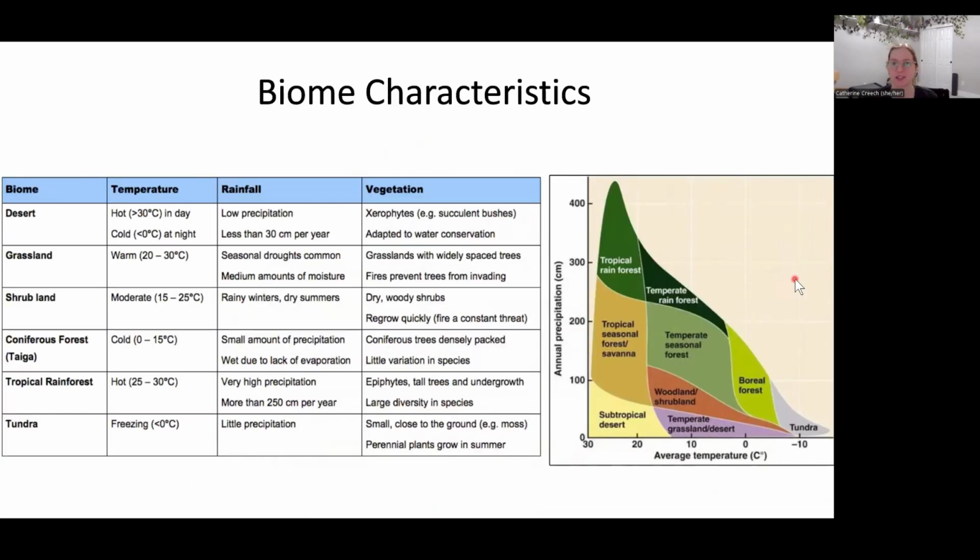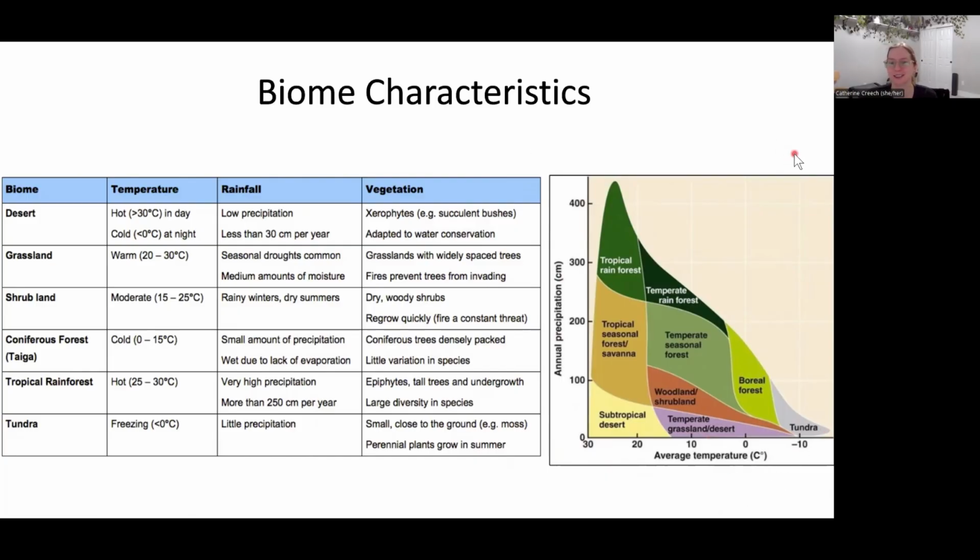Here's another way to visualize it. We can table it where we have our different types of biomes, our different temperatures, our different rainfalls, and what kind of vegetation lives in each. Or we can graph it again. Now we've swapped sides. So the average temperature is on the x-axis and the average precipitation, which is rain, is on the y-axis. What's the trend again? Hot and dry, it's a desert. Hot and wet, it's a tropical forest. Cold is always the tundra. Boreal is the next coldest.